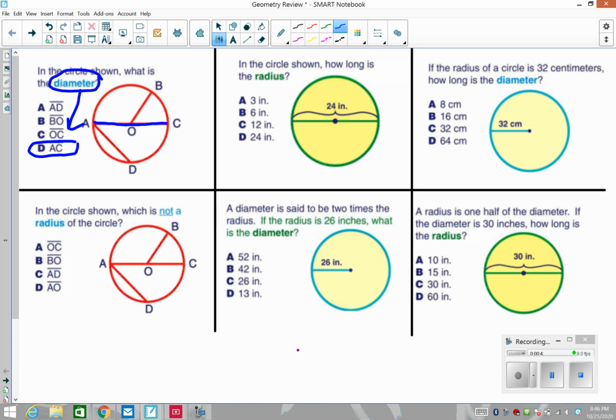In the circle shown, how long is the radius? Well, we know the diameter is 24. So we're going to take 24 divided by 2 to get the radius. So that means that one of these is 12, the other one is 12. So the radius would be C, 12.